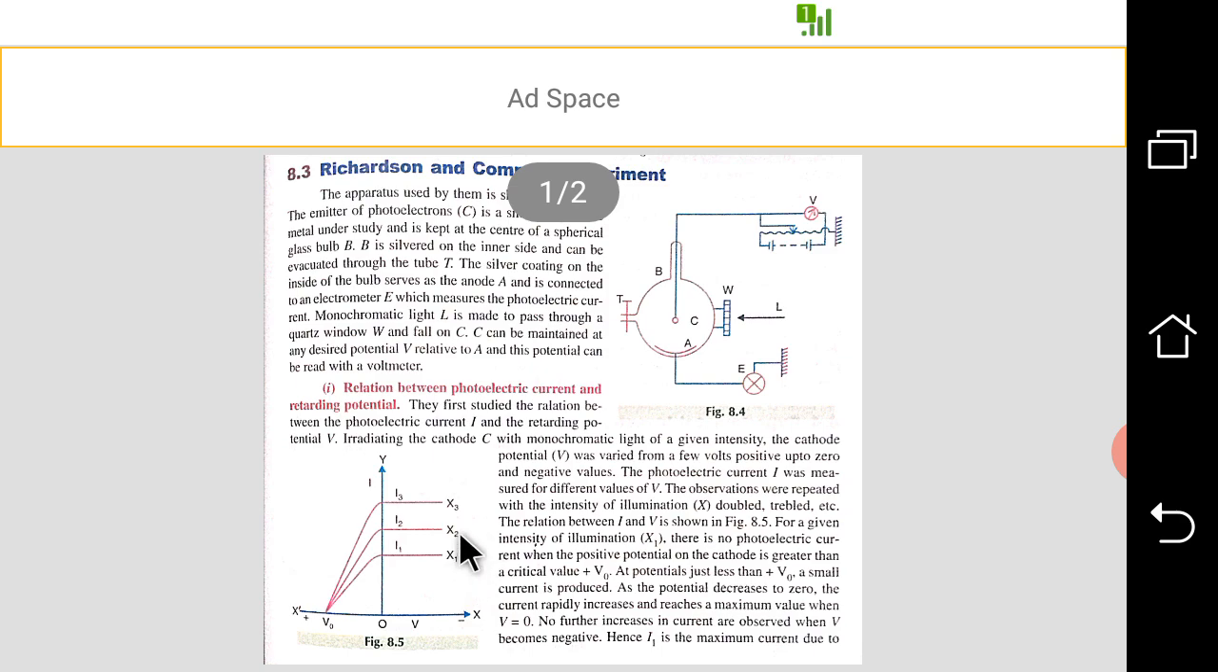Now when the intensity is doubled, X2, then I2 is the maximum current, and when the intensity is tripled, then I3 is the maximum current. This means that the maximum current produced in the circuit is directly proportional to the intensity, not the potential.